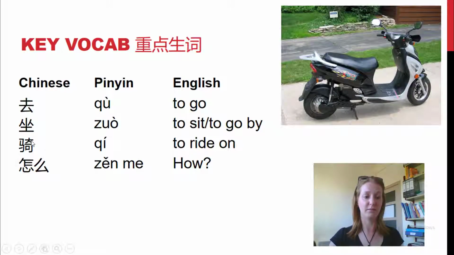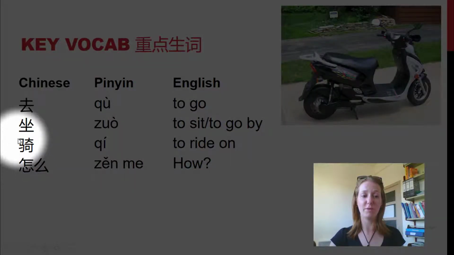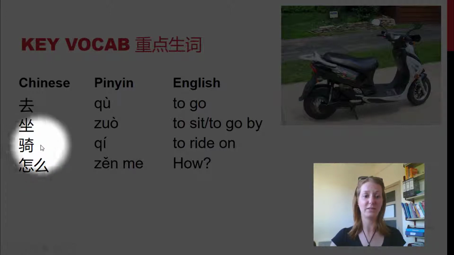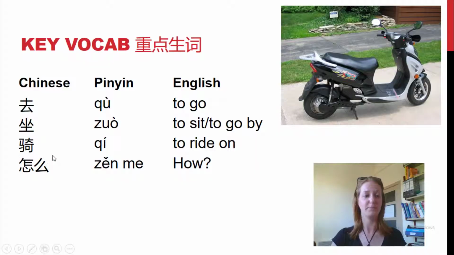The character 骑 means to ride. You might recognize on the side here we have a horse. So what do you do with a horse? You ride a horse. So this is the verb for to ride something. And the right-hand side, we get the sound from. And the final one, 怎么, which means how. You might recognize the m from the 什么, what. So 怎么 is another question word meaning how.